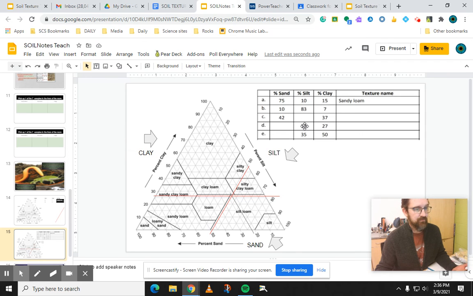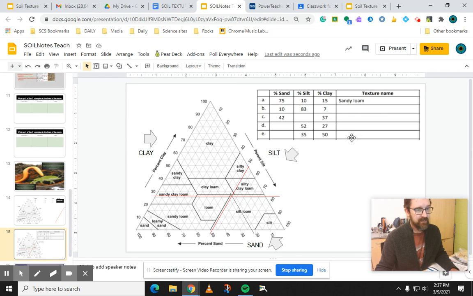Obviously, knowing the math that the three numbers have to equal 100 is the easiest, fastest, most accurate way to get the precise number, but that doesn't give you the type of soil. Now, the two numbers alone will give you the type of soil. In this case, I'm calling it silt loam, okay? And that's my answer. So hopefully that makes sense.